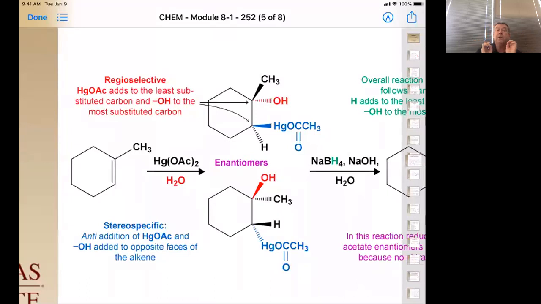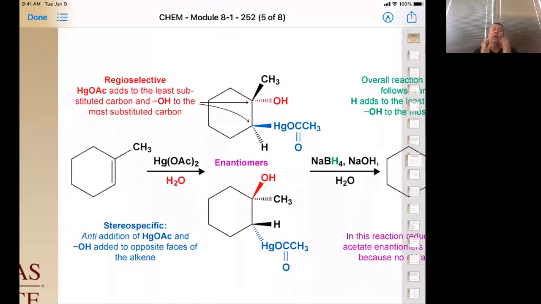But it's also stereospecific because it's a pure anti-addition. When you have the mercury coming in on the one side, the alcohol adds to the other side. And so instead of being a mixture, in the case of the carbocation, they add at the same time, but anti to each other. We do not form a carbocation.